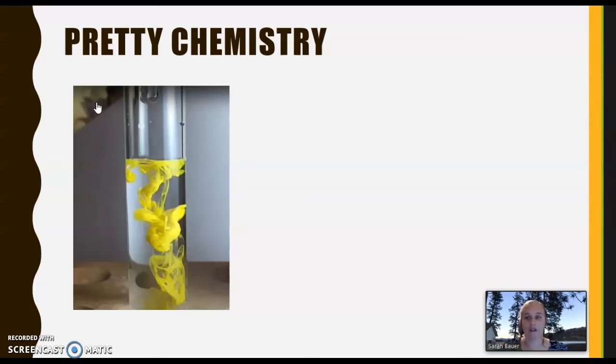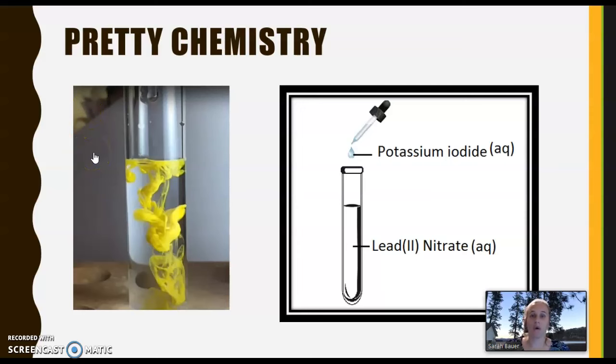I'd encourage you to have your solubility rule chart handy, or one from the book, because we're going to be talking about solubility. Believe it or not, you actually have all the information in order to explain what's happening in there. Well, not quite all. It'd be nice maybe to know what those two solutions that we were mixing were. So in the dropper we had potassium iodide, and in the test tube lead(II) nitrate.